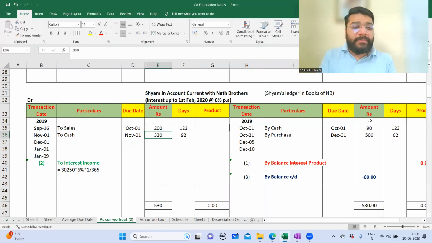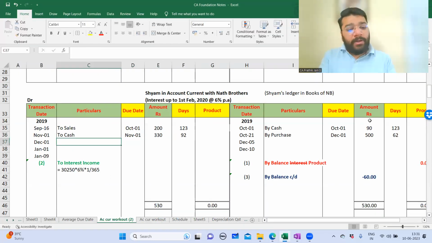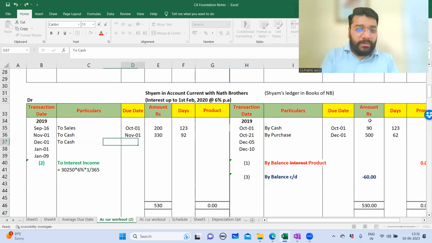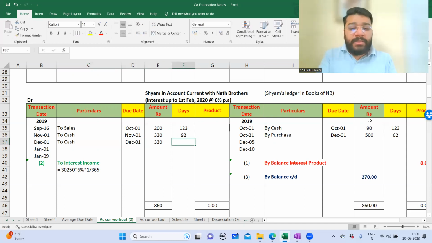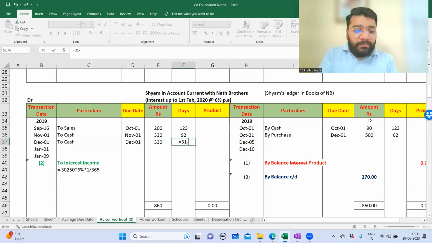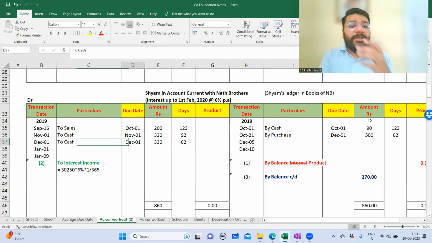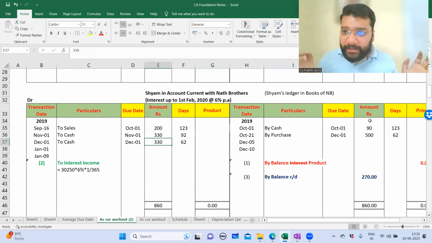Next, paid to Sham again. Sham account debit, to cash. Very good. This is on December 1 now. Correct? 330 rupees. December totally 31 days, minus 1 day. So 30 days of December, 31 days of Jan, 1 of Feb. 62 days. Online people, any difficulties? No, sir.